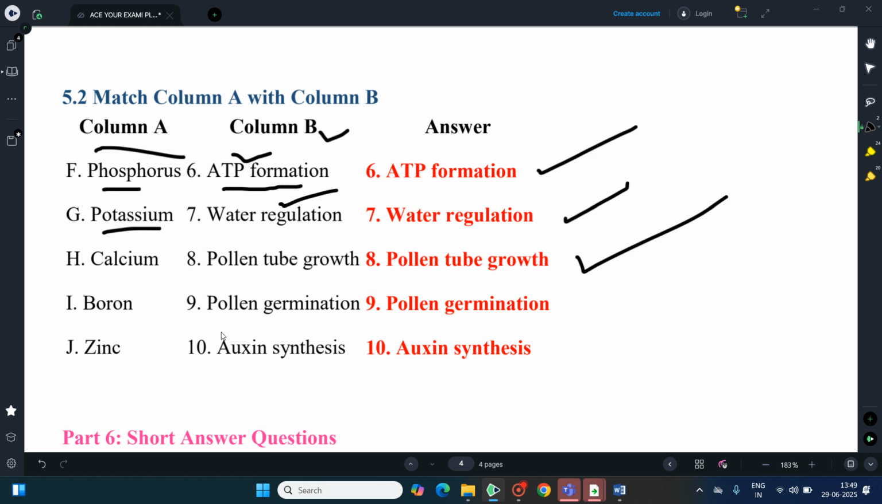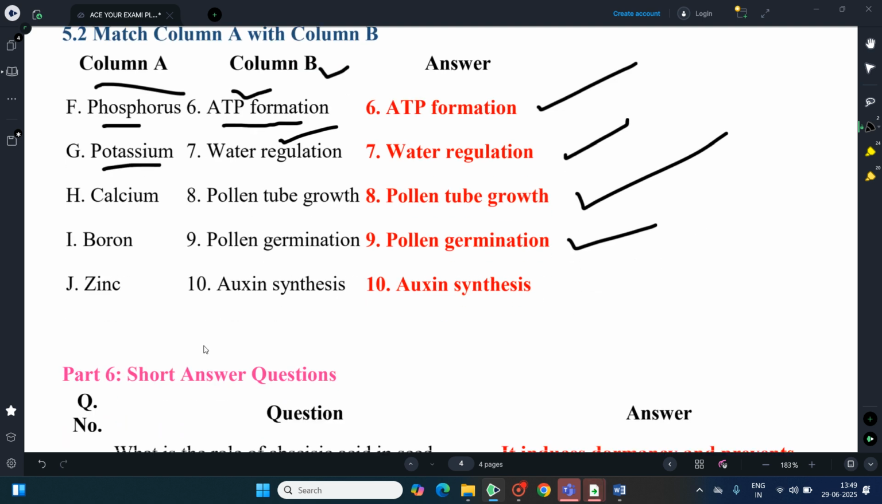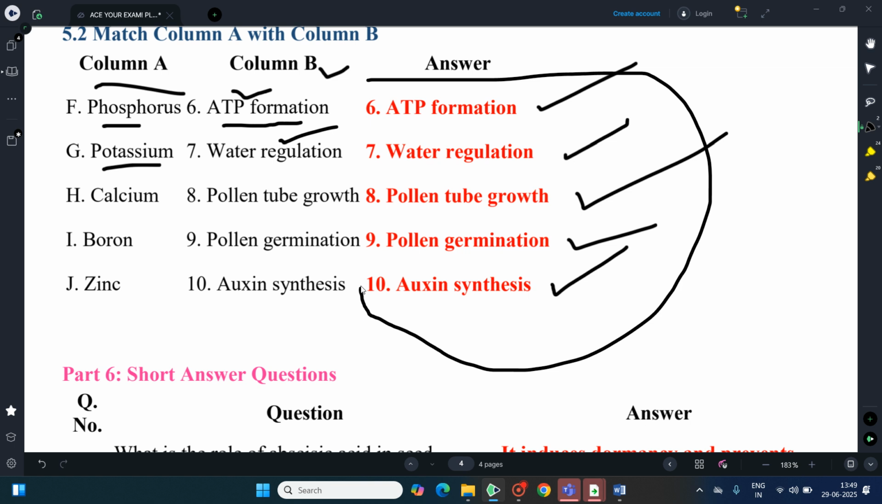Boron promotes pollen germination. That is the correct match. Zinc is involved in auxin synthesis. Here, the matching answers are being given directly against each question, and this is also another trick by the examiner.